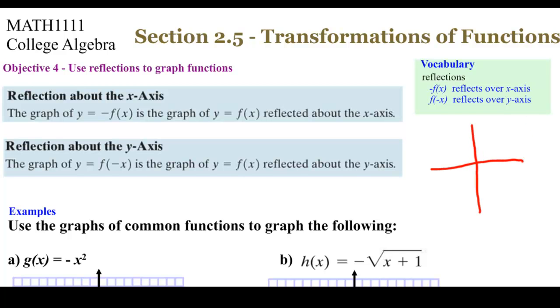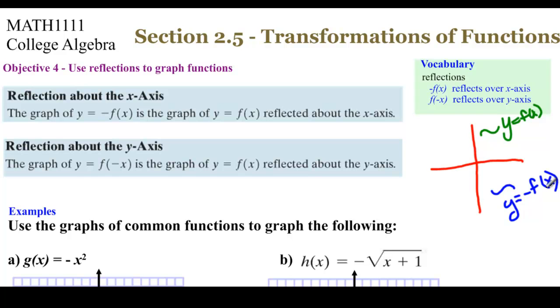is if we had something like this, and we said that that was f of x, so y equals f of x. If I made the negative in front of everything, then that would flip it down or reflect it over the x-axis. So it's going to look like this, and that's going to be y equals negative f of x.